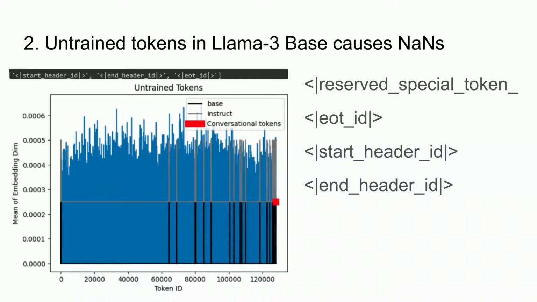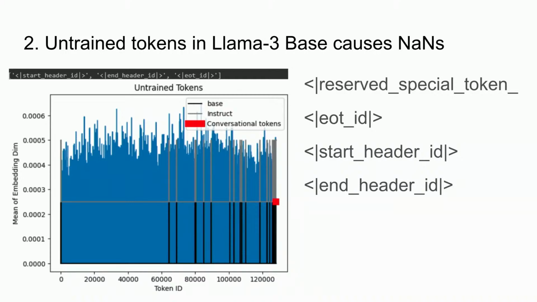The second issue we found was that you must not use the Llama 3 base model if you're using the Llama 3 template. There are some untrained tokens in Llama 3 base. The instruct version actually has these tokens trained. So please be careful when you want to use the Llama 3 base model for your fine-tuning, because some of these tokens will cause NaNs in your gradients.